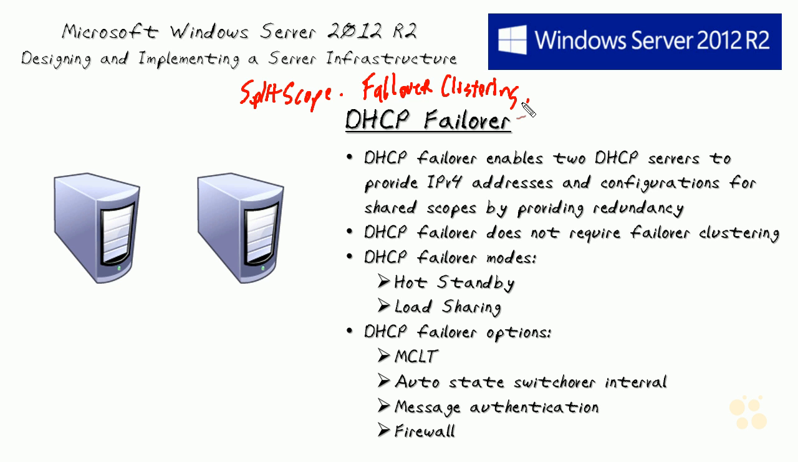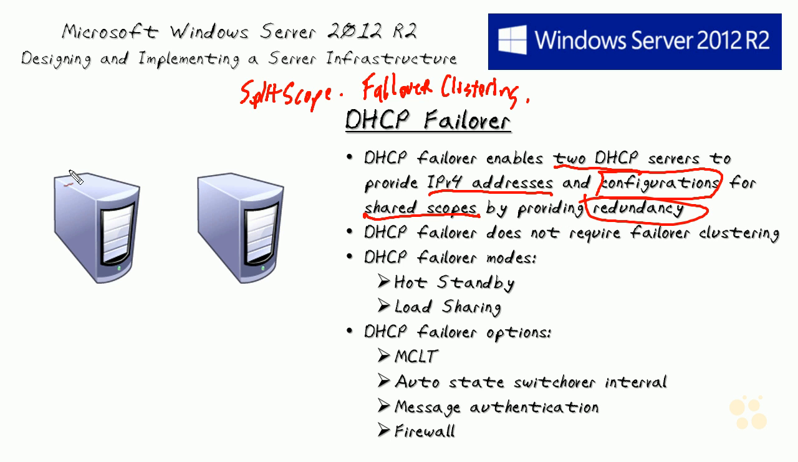But when we hit Server 2012, Microsoft introduced DHCP failover, which is kind of cool. What this allows you to do is have two DHCP servers provide IPv4 addresses and configurations, things like your gateway, your DNS servers, and all that stuff, for, look at this, shared scopes. And the way they do that is by doing redundancy.